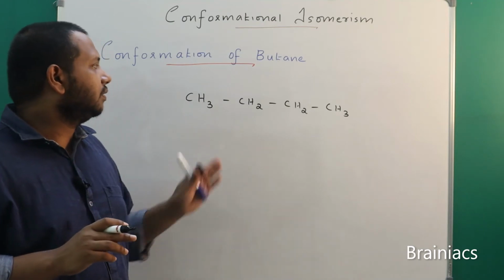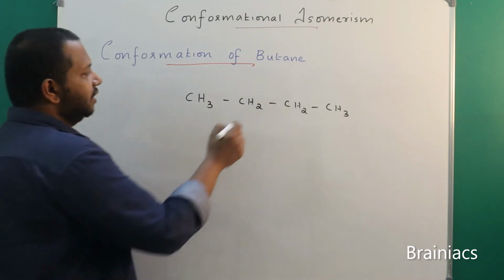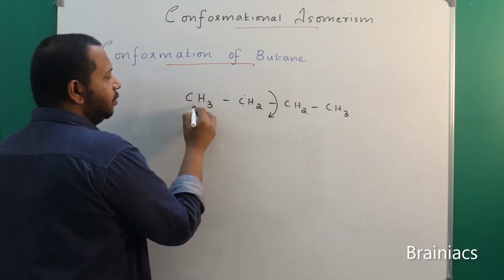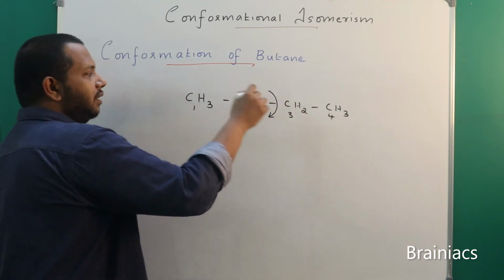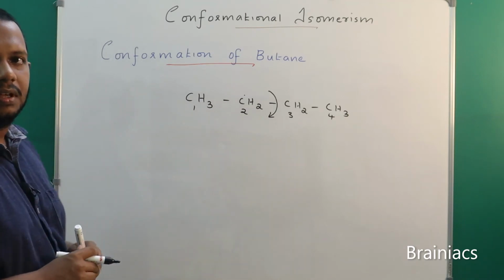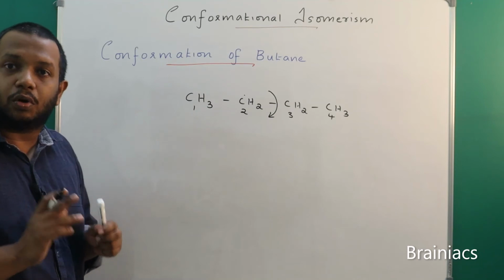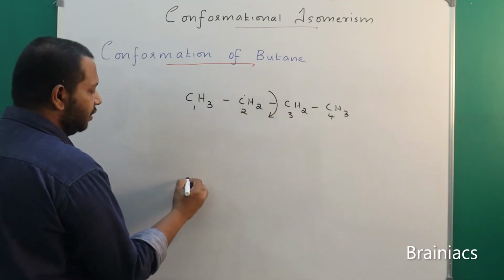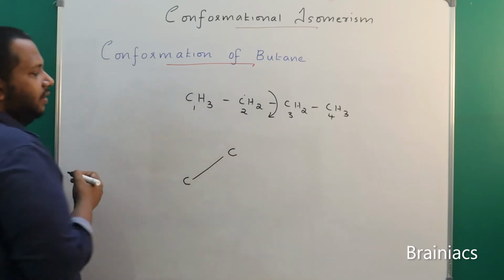Now the next question is between which bonds you want to rotate. Let us take it symmetrically, between this carbon and this carbon. So let me say 1, 2, 3, 4. Between the second and third carbon, I am going to rotate the molecule. Now how can I represent this? We can use any projection. First of all, we see this using Sawhorse projection. These are the two carbons, so I will draw that C and a slanting line and put the other C.